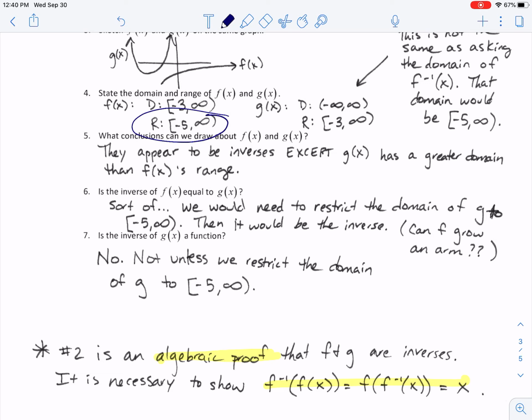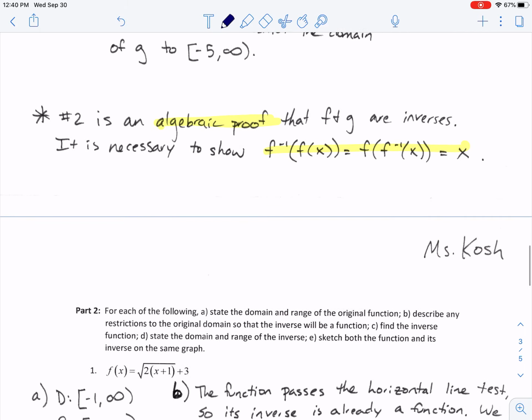So is the inverse of f of x equal to g of x? Well, sort of. We would need to restrict the domain of g so that it would be the inverse. And then is the inverse of g a function? No, not unless we restrict the domain. So is it a function? No. Can we write the inverse function? Yes, because we're implying that we've restricted the domain of the original. Hopefully that makes sense to you.